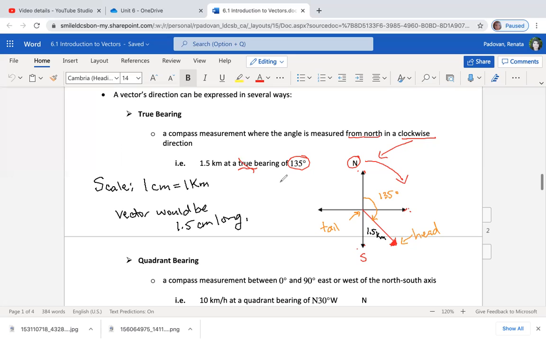Also to mention though, true bearings are always a 3-digit value. I always have to list it as a 3-digit value. What do I mean by that? So this was 135 degrees. Let's say I was talking about something that was 10 degrees, I would have to list it as 010 degrees. If it was 9 degrees, I'd have to list it as 009 degrees. So when it's a true bearing, it's always listed as a 3-digit value.